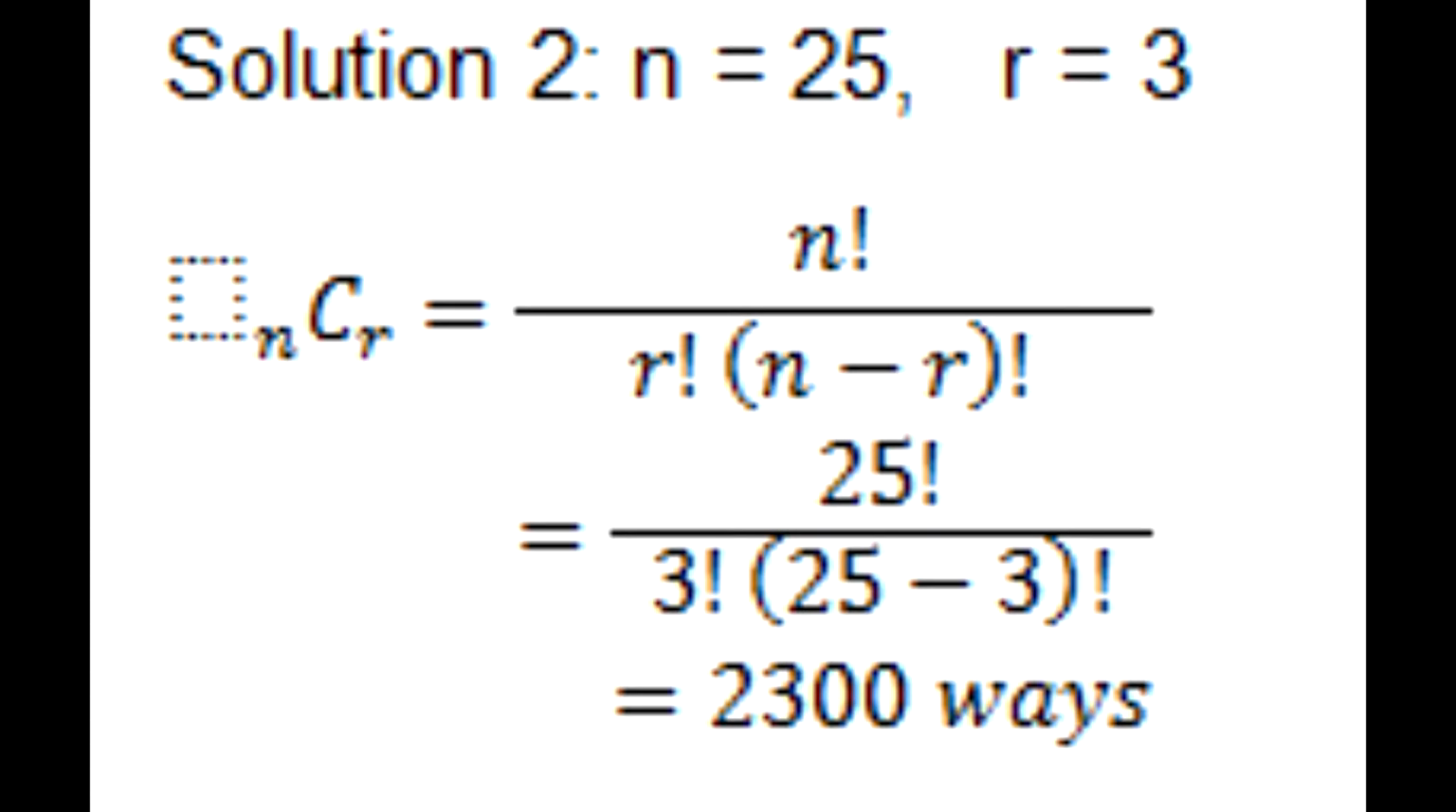Example 2. How many ways can you form a 3-member group from a group of 25 students? In this example, we will also be using the formula, then substitute the values, and we can answer the question.